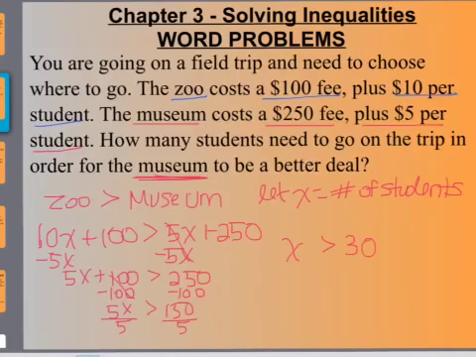So that means you must bring more than 30 students in order to make the museum a better deal. If you want to phrase that in a complete sentence, that would be the best way to phrase your answer.